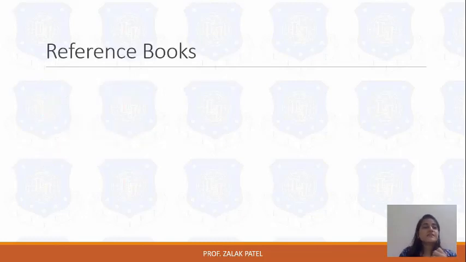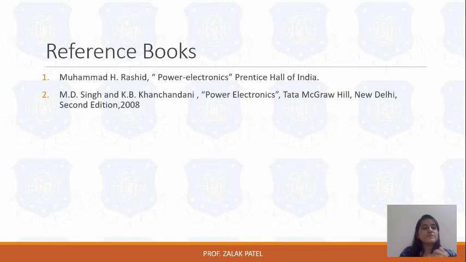So let's start. The reference book that you should refer for this particular course: the first one is M.H. Rashid for Power Electronics, and the second one is K.B. Khanchandani from the Power Electronics of publication Tata McGraw-Hill.